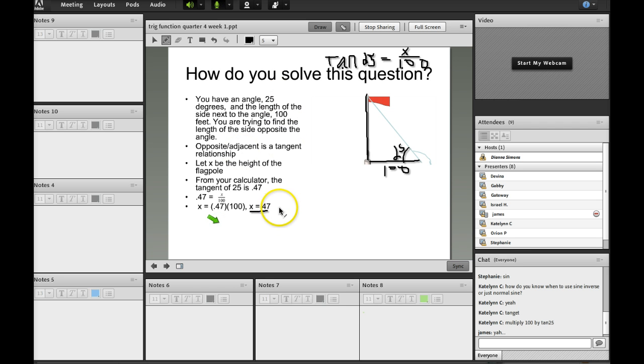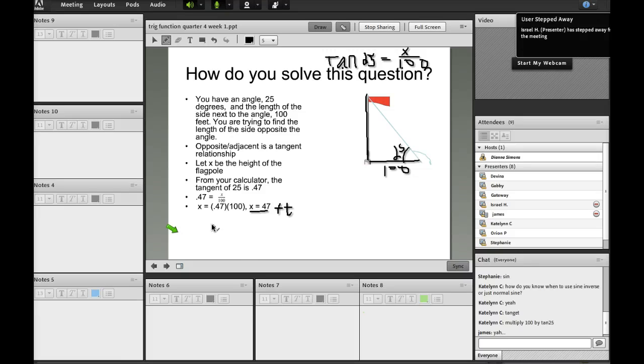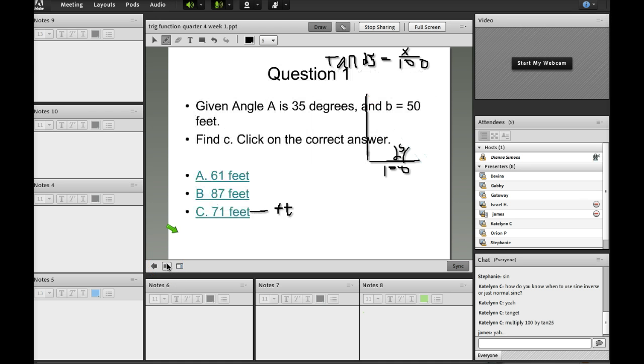Always use your units, guys. Always use your units. Units will help you. Okay, so does anybody have any questions about that? Yes, no, maybe so? We good to go? All right. So the height of the flagpole is 47 feet.